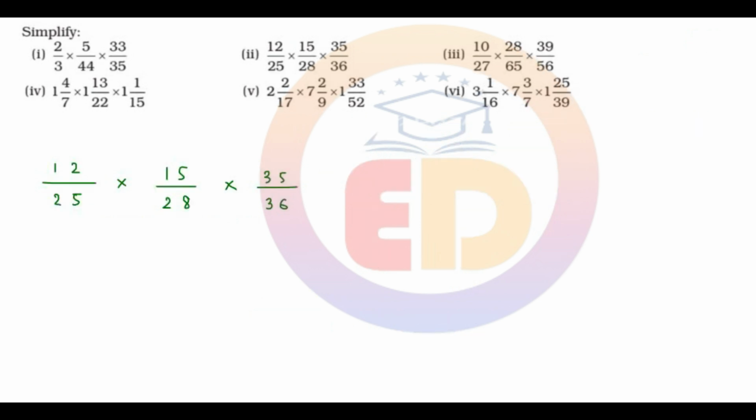We have to simplify 12 upon 15 multiplied by 15 upon 28 multiplied by 35 upon 36. So for this, let's take all the numerators. 12 multiplied by 15 multiplied by 35 upon 25 multiplied by 28 multiplied by 36. Here, most of the numbers can be simplified.